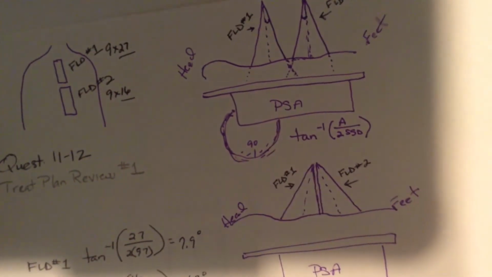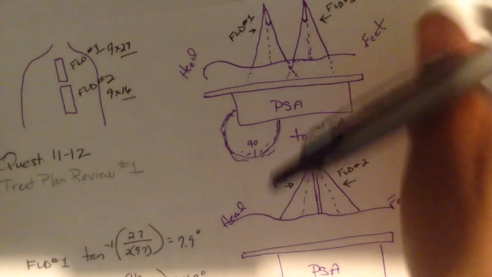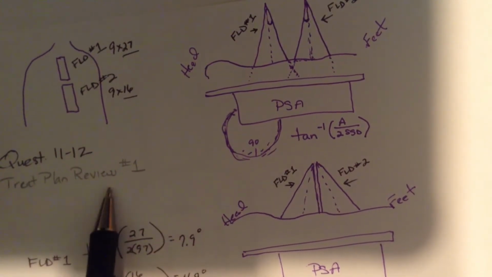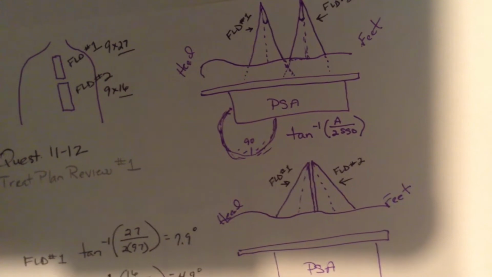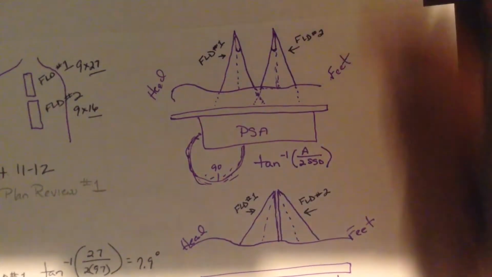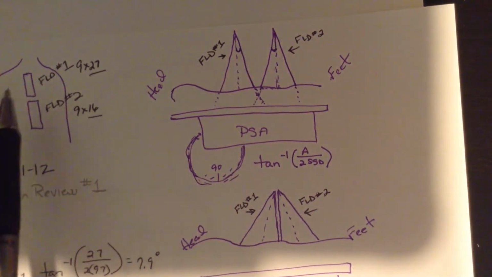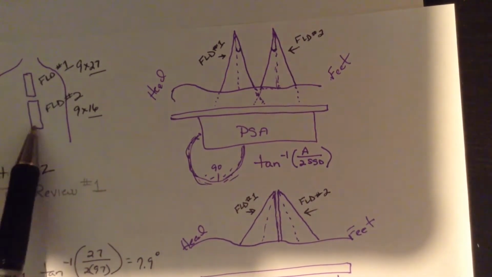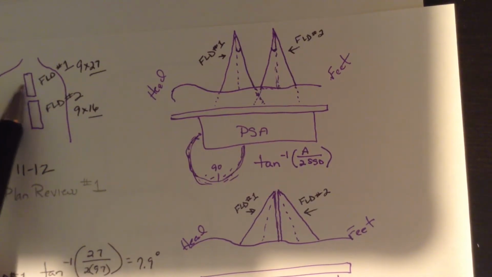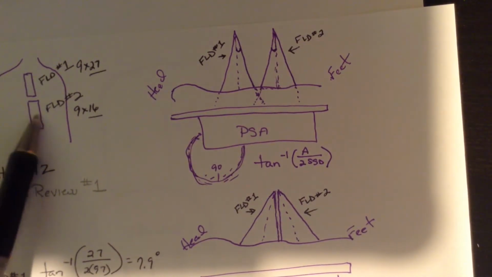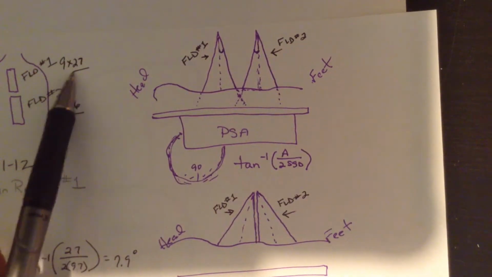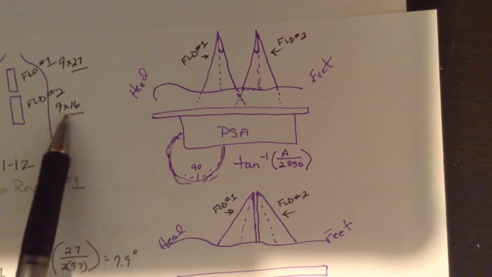Okay, so this is meant to be a review of questions number 11 and 12, 11 through 12 on treatment planning review number 1 assignment. So in this assignment, there are 3 questions related to this scenario where a patient is being treated to adjacent fields in this relationship, where there's an upper field for the thoracic spine and a lower field for the lumbar spine. With these field dimensions, the upper field is 9 by 27, the lower field is 9 by 16.